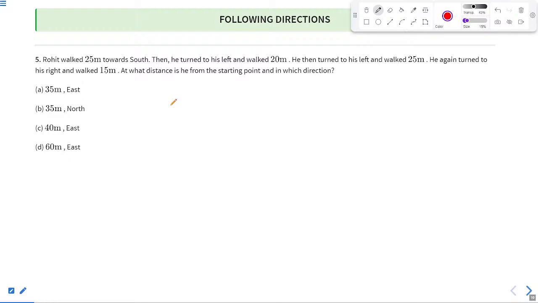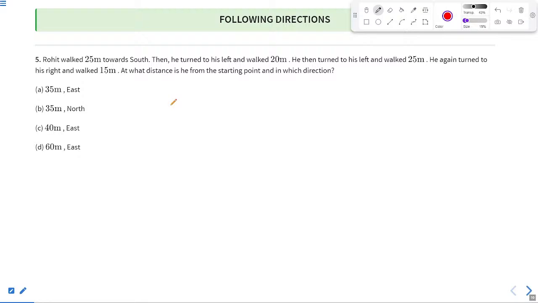Question five. Rohit walked 25 meters towards south. Then he turned left and walked 20 meters. He then turns left and walked 25 meters. He then turned to his right and walked 50 meters. At what distance is he from his starting point and in which direction?